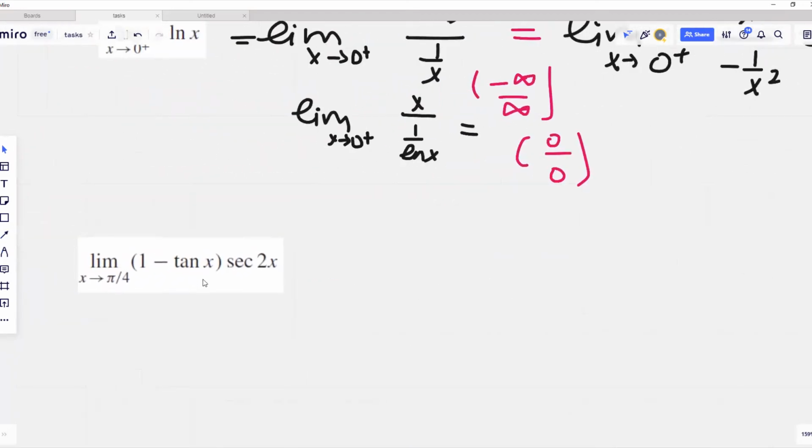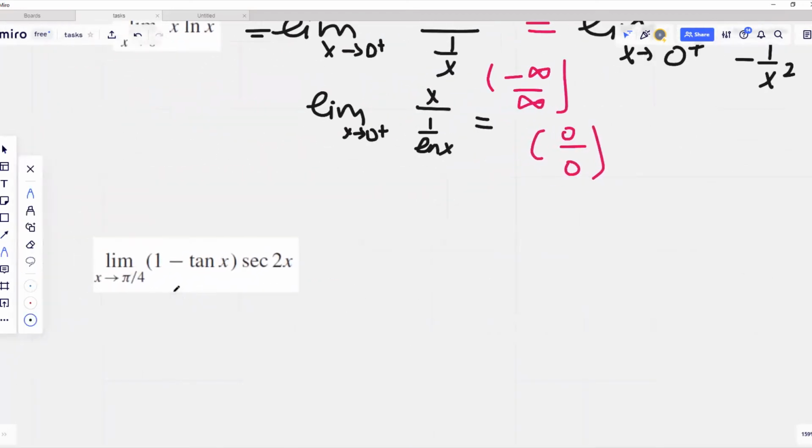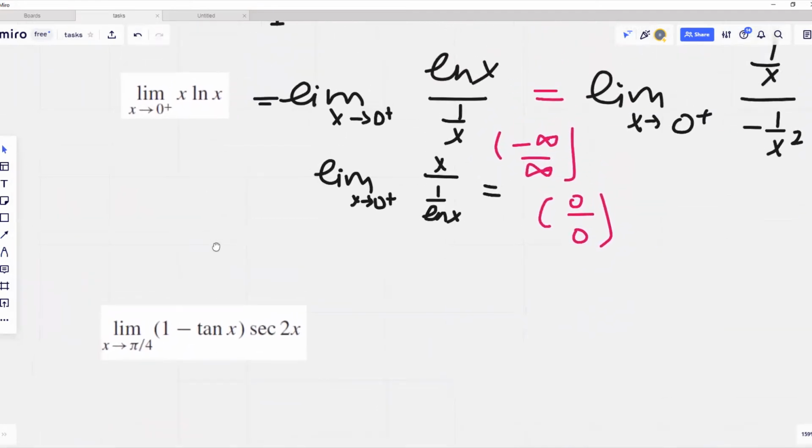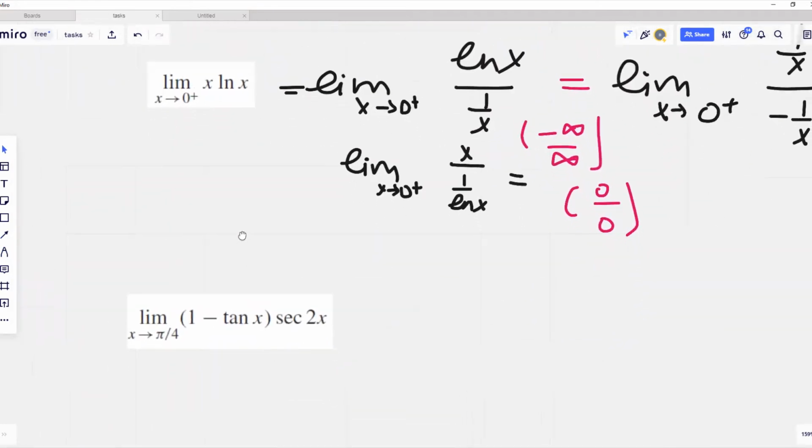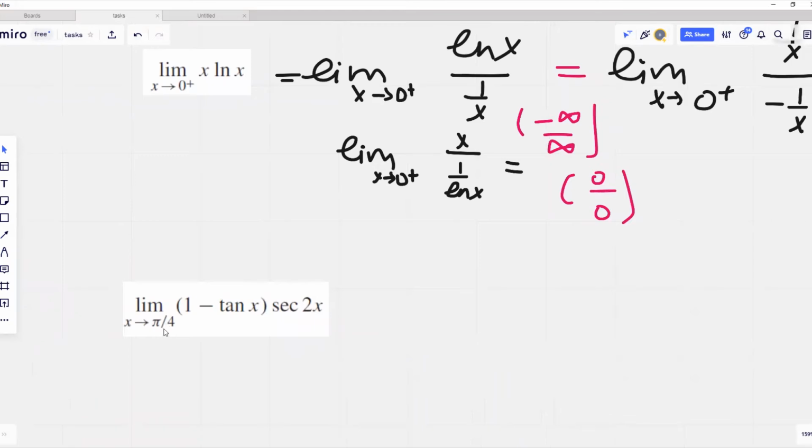All right, now the second limit here. Now let's confirm that it is in indeterminate form of 0 multiplied by infinity. So when x is approaching pi over 4, this is 0, and 1 over cosine of 2x. When x is approaching pi over 4, we have 2 multiplied by pi over 4, so cosine of pi over 2 is approaching 0. So we have 0 multiplied by infinity.